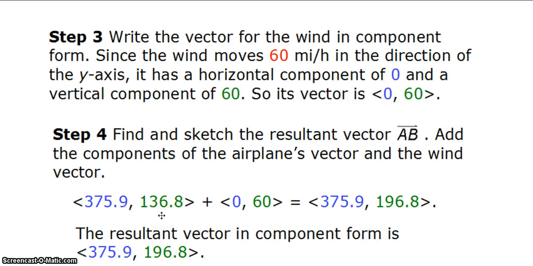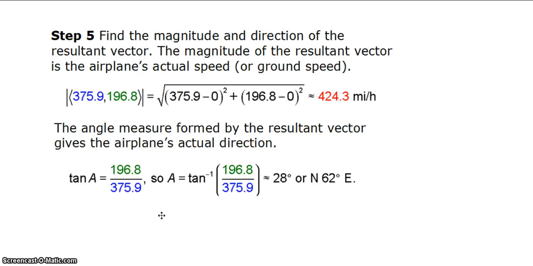So 196.8. To find the magnitude and the direction, we do what we were doing earlier. The magnitude of the resulting vector would be the distance formula for the change in x and the change in y. We simply square them and take the square root. So we have 424.3 miles per hour. The wind is kind of increasing the speed of the plane, isn't it?